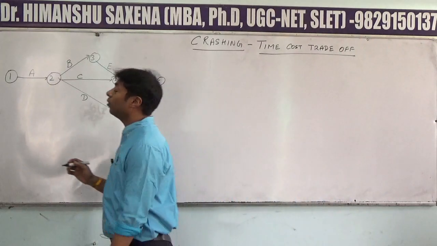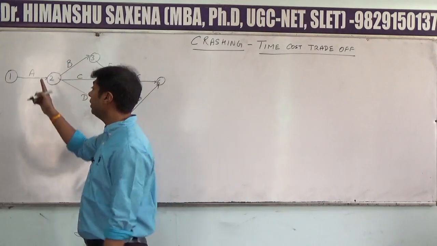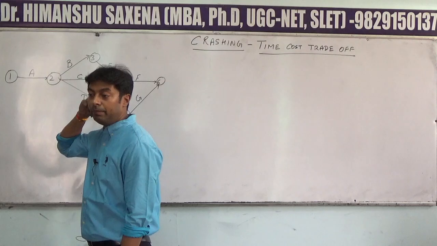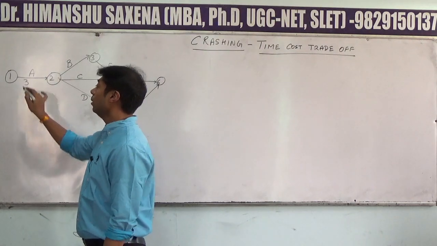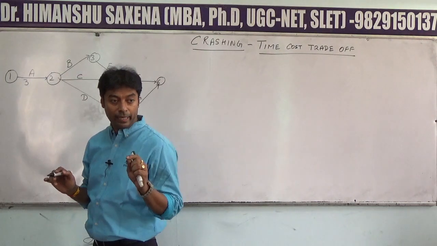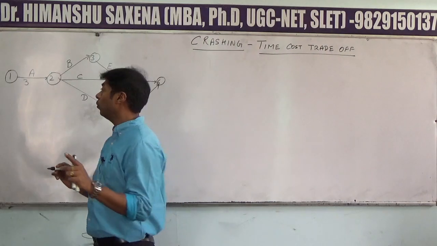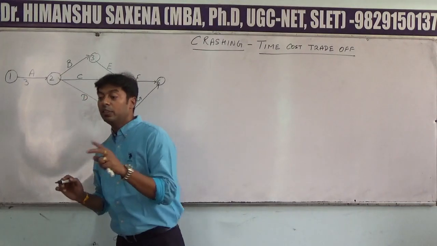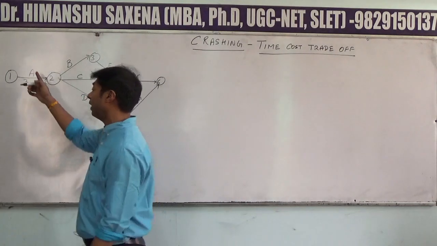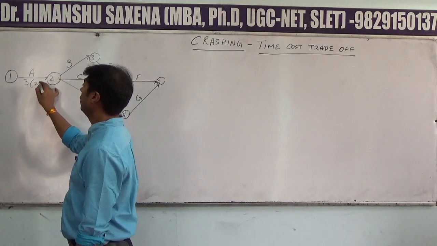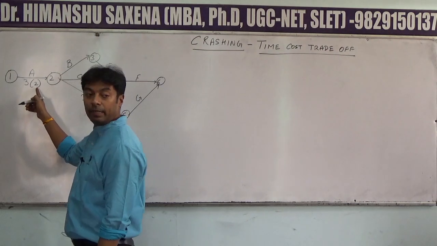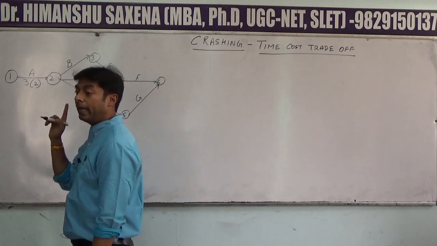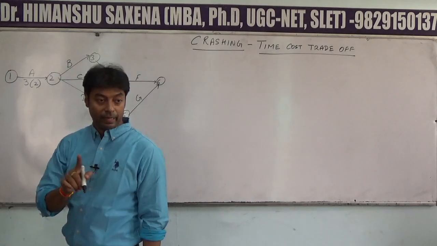Now please tell me the normal time of activity A. What is the normal time? 3 weeks. So normal time is written outside, and there must be one more concept that is called as crash time. Now crash time is the shortest time. What is the crash time of activity A? 2. So crash time will be written in brackets, and normal time will be written outside the brackets.